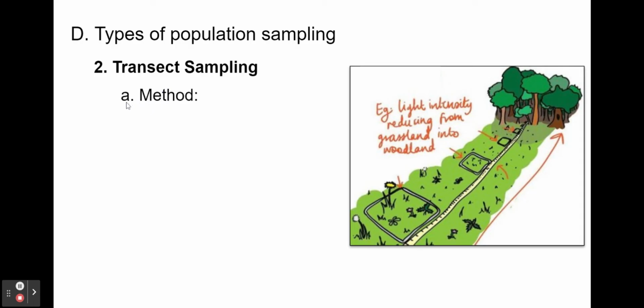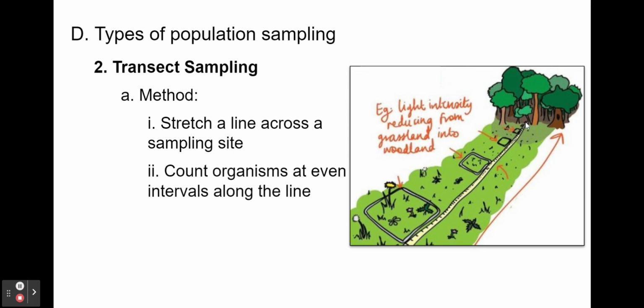In transect sampling, detail A, here's our method. 1, we stretch a line across a sampling site. Notice this tape measure that I have stretched across the ground here. Number 2, I count organisms at even intervals along the line. Notice there's actually quadrats at even intervals along this transect line.